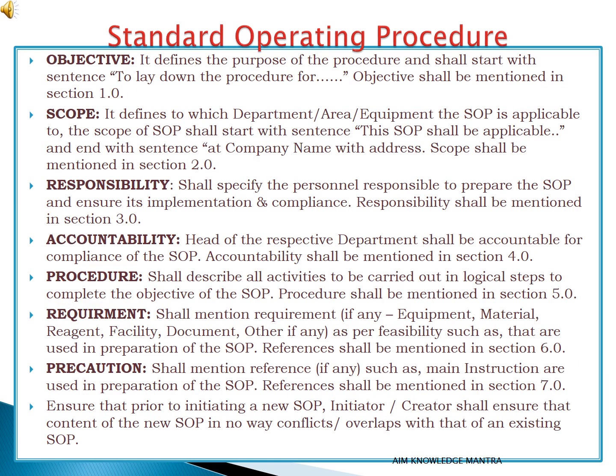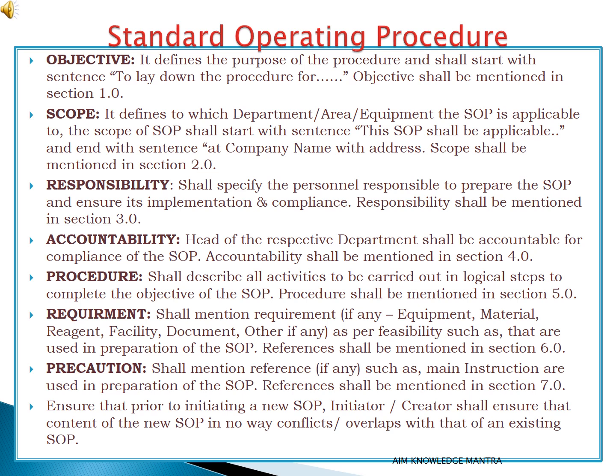Objective. It defines the purpose of the procedure and shall start with the sentence "To lay down the procedure for." Objective shall be mentioned in section 1.0. Scope. It defines to which department, area or equipment the SOP is applicable. The scope of SOP shall start with the sentence "This SOP shall be applicable," and end with the company name with address. Scope shall be mentioned in section 2.0.